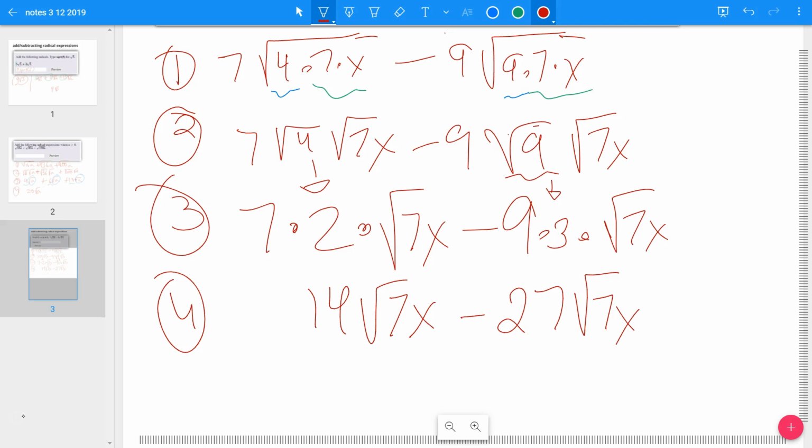Lastly, you work on the coefficients. Remember, the coefficients are the 14 and the negative 27. So 14 minus 27 is negative 13. And then you copy the root part one time, so it becomes the root of 7x. And that's it. That solves the whole problem. Thanks.